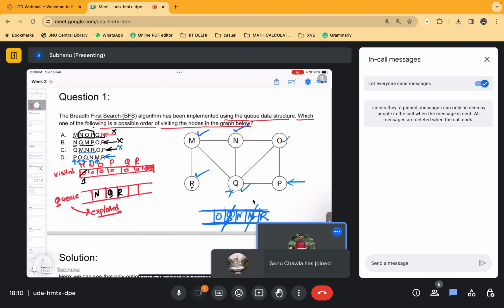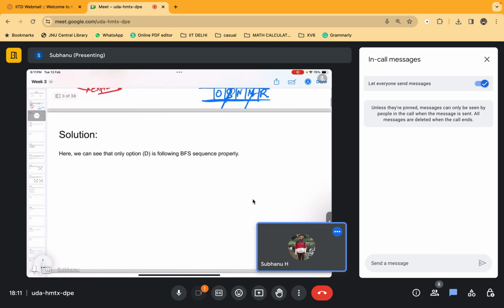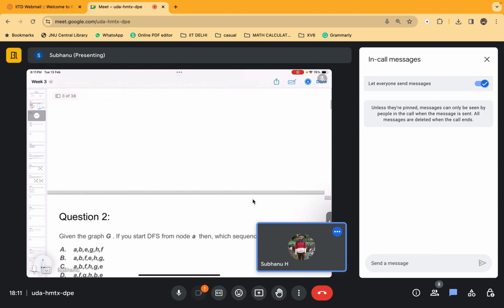So R is here. So P, O, Q, N, M, R is basically the valid BFS. Our question was, which one of the following is the possible order of visiting the nodes in the graph below. So this is the possible order of visiting the nodes. Okay, so option D is the correct one.